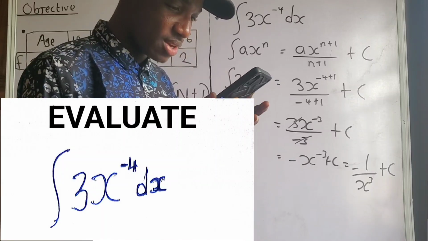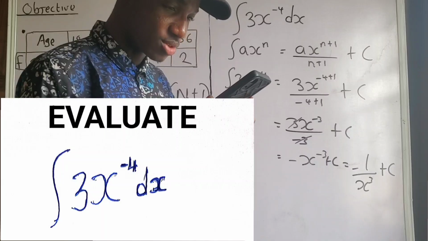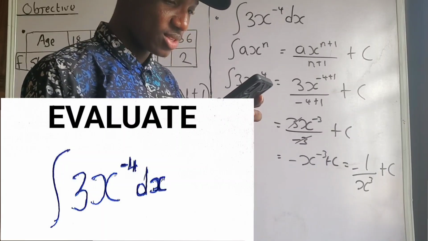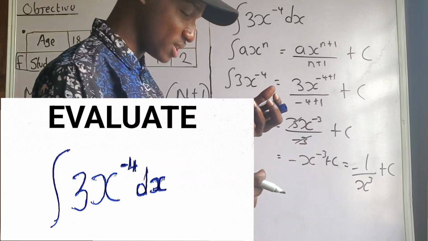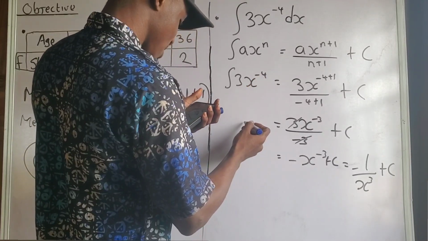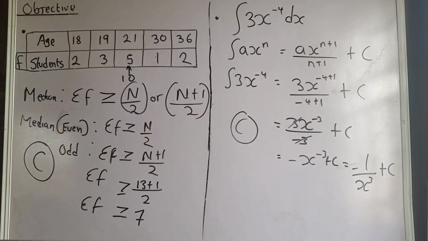Do you understand? If you want to learn more on integration, you can check the link in the description of this video, okay? So the correct option is option C. That is negative 1 all over x to the power of 3 plus c. Option C is correct, okay? So let us progress.